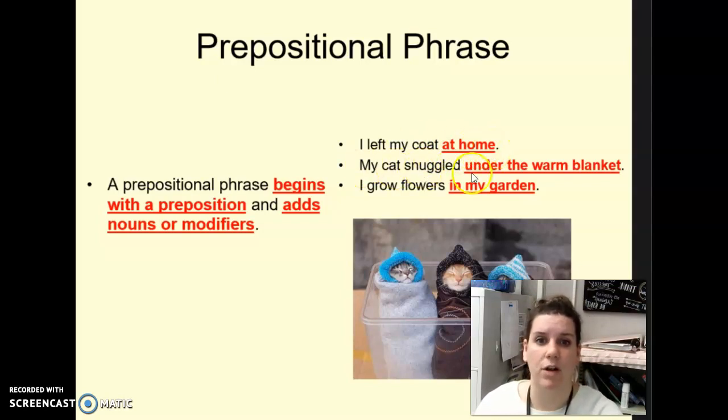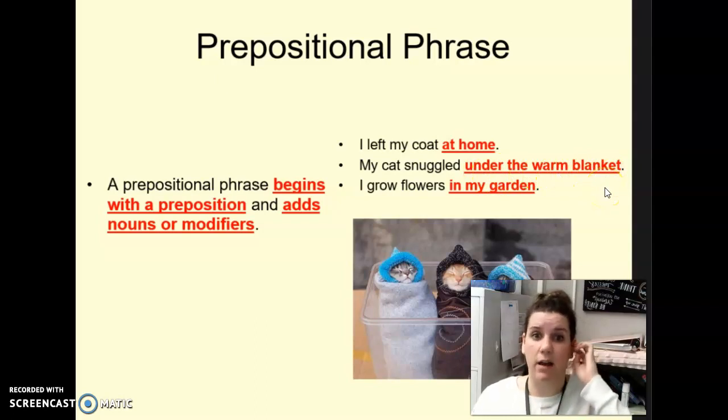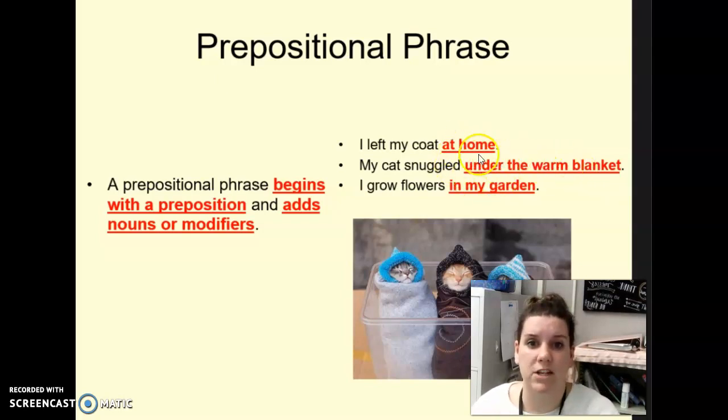My cat snuggled under the warm blanket. So we're talking about cat and blanket. Well, what's the relation? The cat is under the blanket. So under is your preposition. Under the warm blanket is your prepositional phrase.